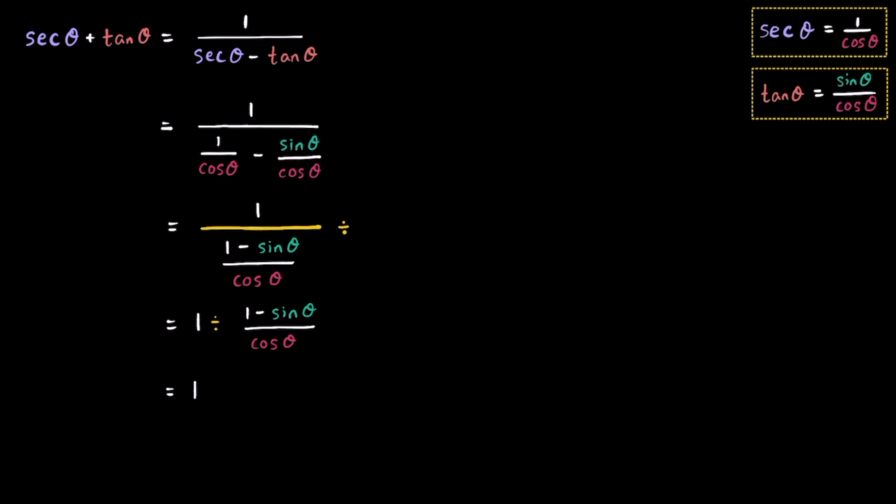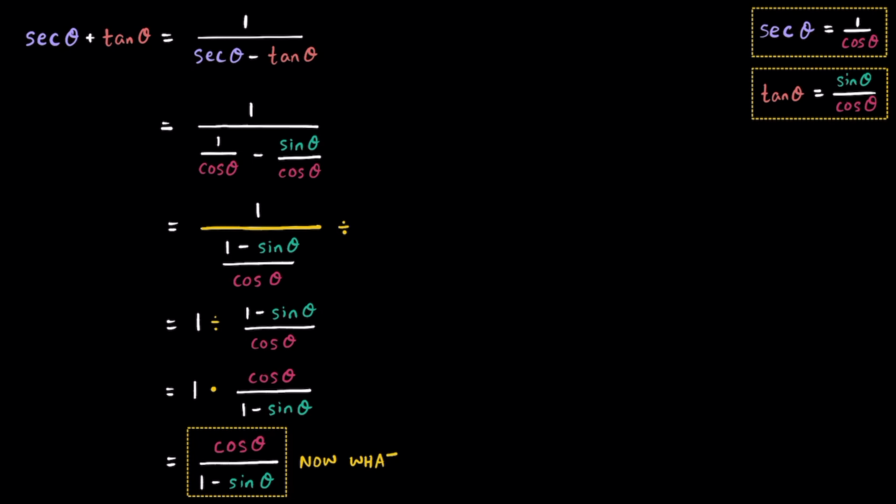Since we can rewrite division as multiplying by the reciprocal, we can rewrite this as 1 times cosine of theta over 1 minus sine of theta. And by the identity property, we can just drop that 1 and just write cosine of theta over 1 minus sine of theta. But what do we do with this now?